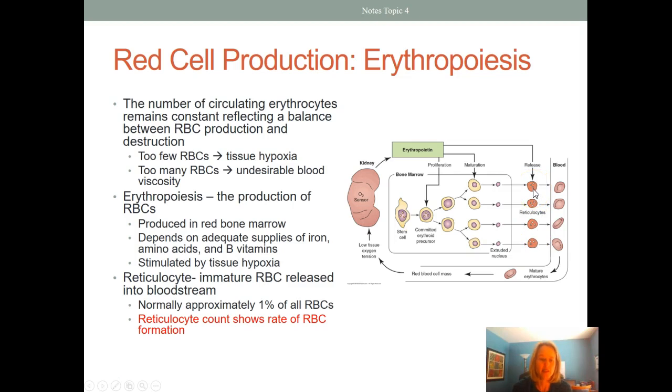A reticulocyte is an immature red blood cell, and normally reticulocytes account for about 1% of all red blood cells. Now, if the reticulocyte count was increased much above that, that would be an indication that we have an increased rate of red blood cell production.